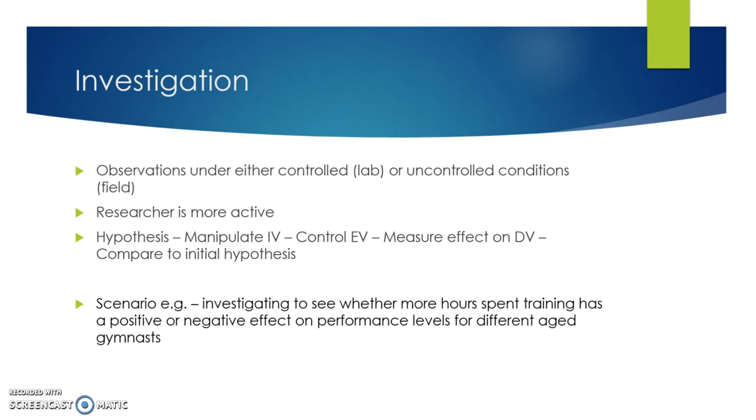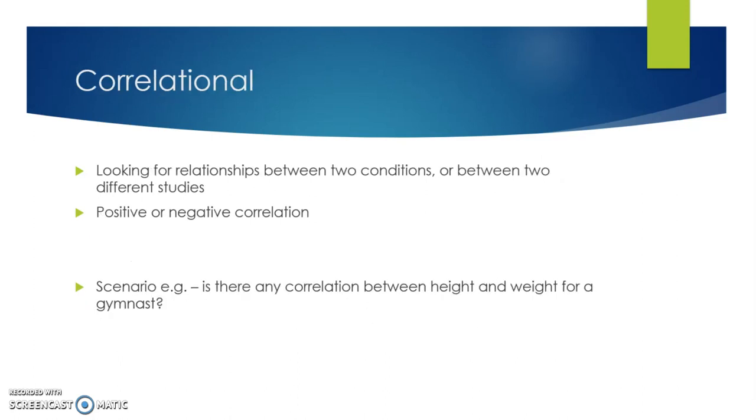To have an investigation, a hypothesis is needed so you can have a prediction of what you believe will happen. The independent variable is manipulated and extraneous variables are controlled. At the end, you can then compare your findings with the initial hypothesis to see if your predictions were correct. An example of an investigation could be seeing whether more hours spent training has a positive or negative effect on performance levels for different age gymnasts.